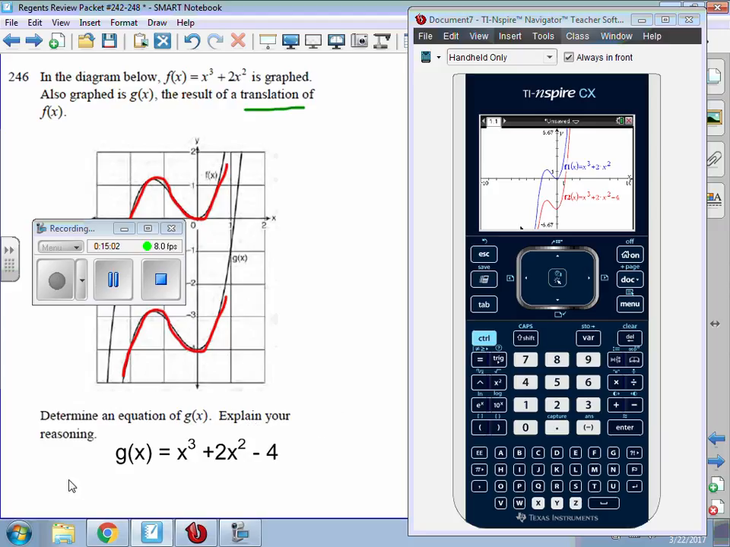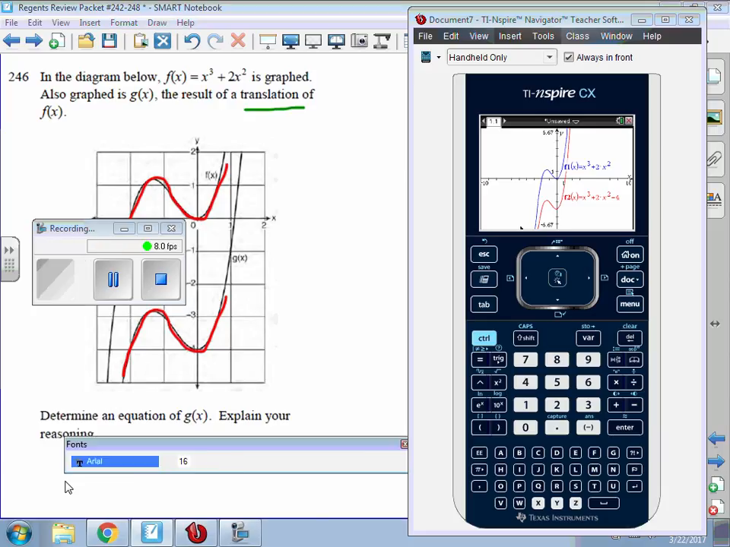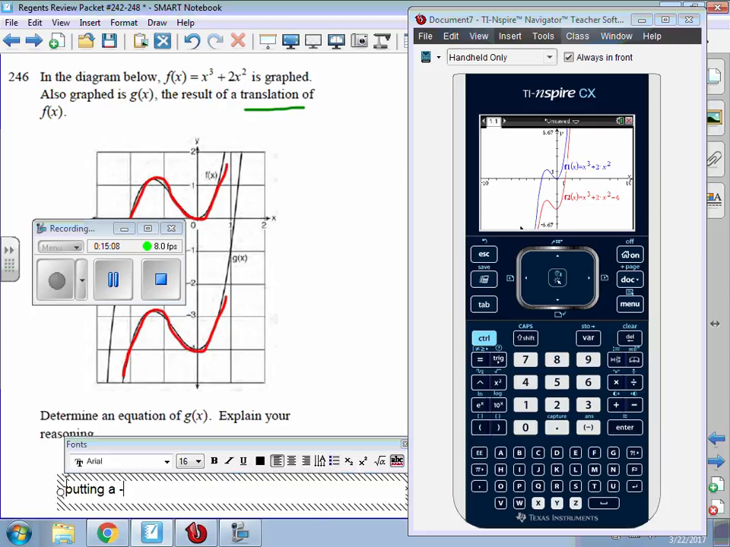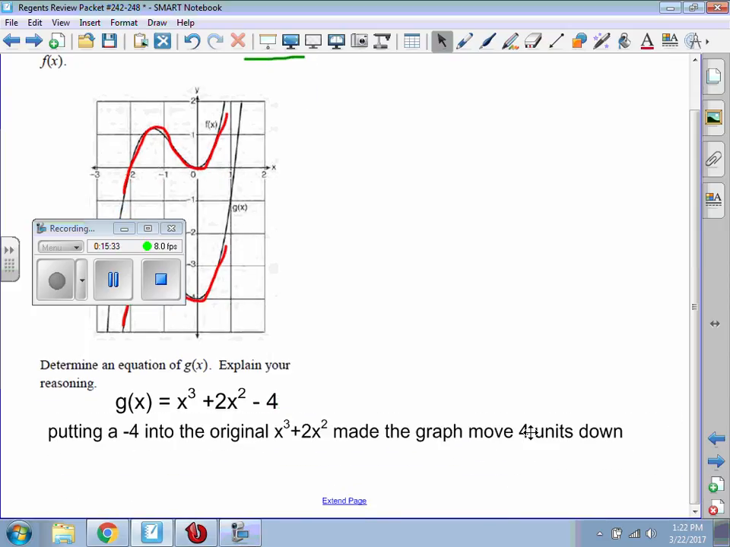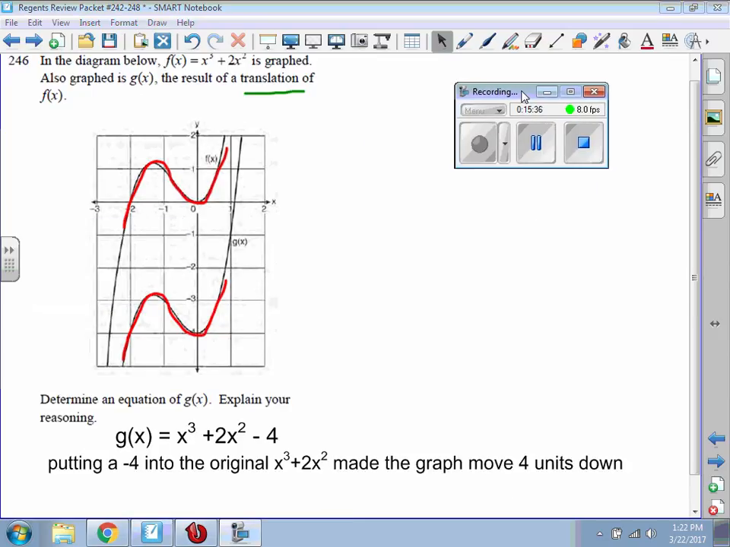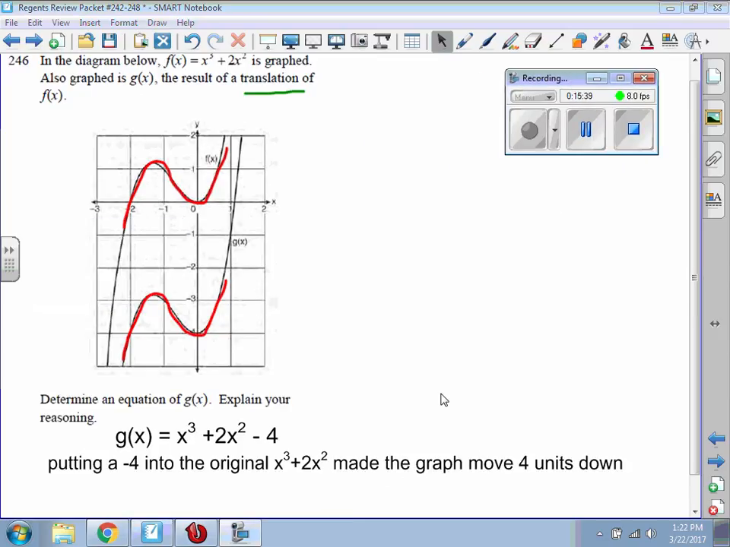Explain your reasoning. Well, putting a -4 into the original x cubed plus 2x squared made the graph move 4 units down. So explain your reasoning means you need to figure out how to say what you did. You could go into, I put the original into the equation and I played around with numbers to make it move 4 units down, and a -4 at the end is what worked.